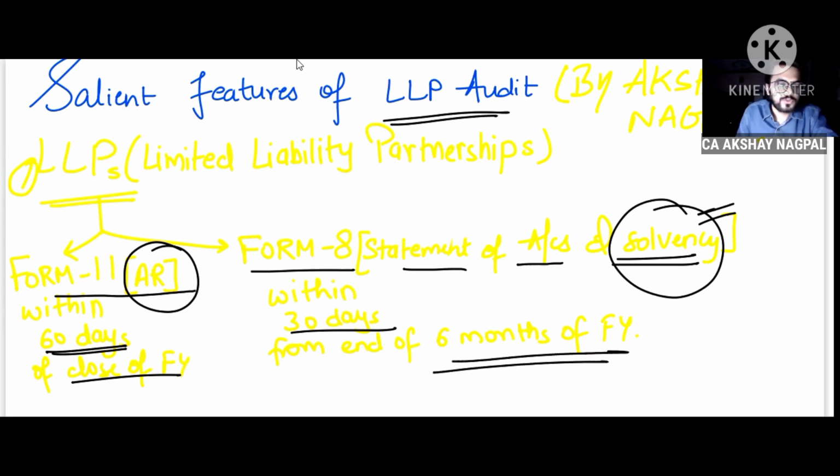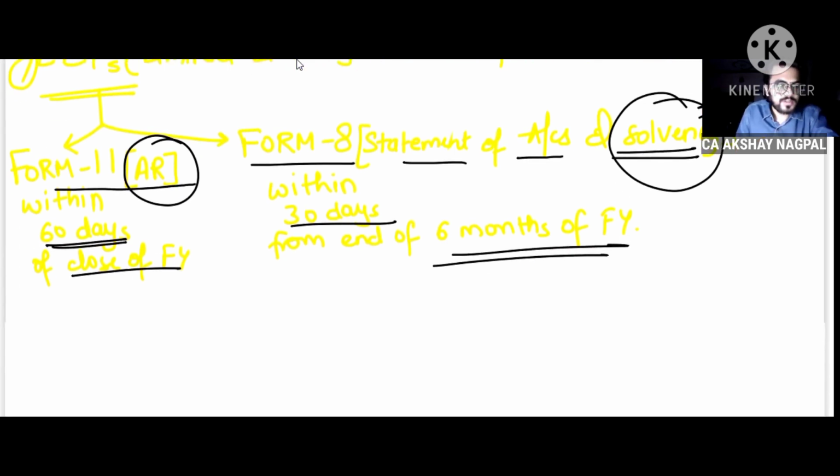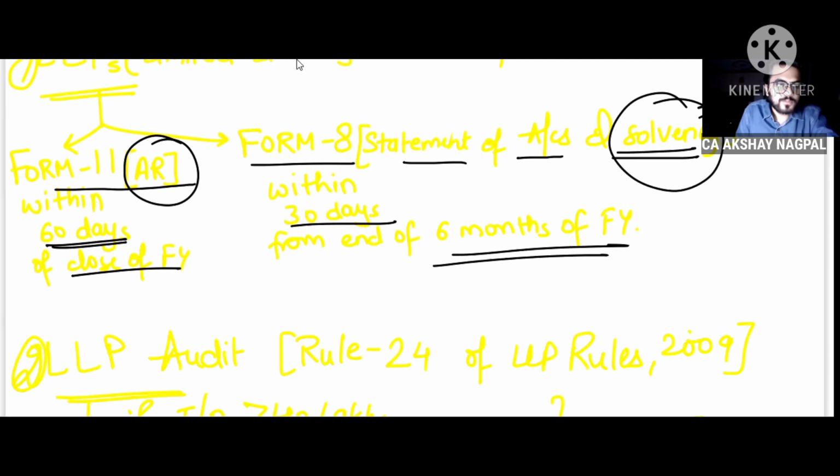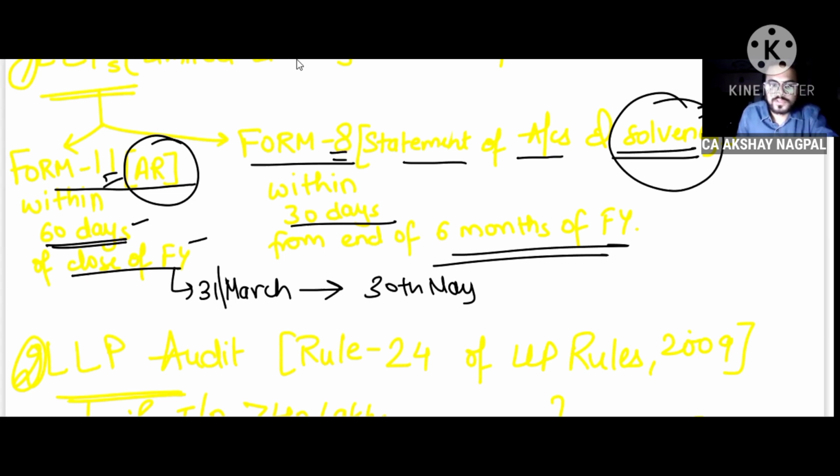All right, let's read it again. Form number 11, the annual return form, needs to be submitted within 60 days from the end of the financial year. Financial year end means 31st March. Within 60 days, that is 30th May of the next financial year, Form number 11 needs to be submitted. Now let's talk about the Form number 8 timeline. It needs to be submitted within 30 days from the end of 6 months of the financial year.